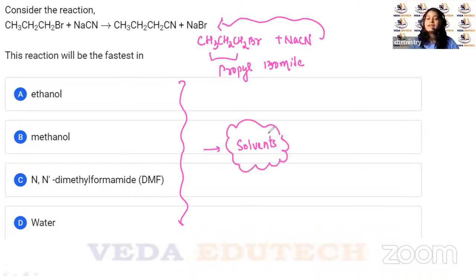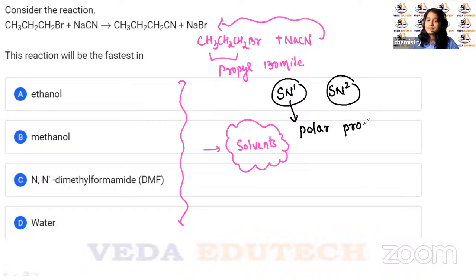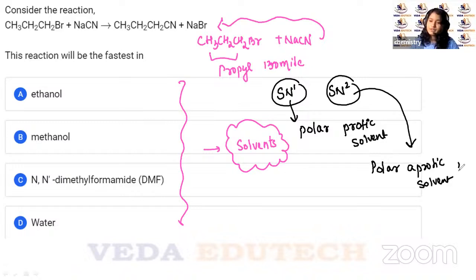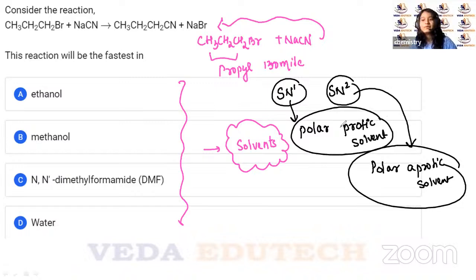Now, in order to know in which solvent the reaction is going to be fastest, we have to concentrate on what kind of reaction this is, whether it is an SN1 reaction or an SN2 reaction, right? If it is an SN1 reaction, the reaction will be fastest in a polar protic solvent. If it follows an SN2 reaction, then it is going to be a polar aprotic solvent. Yes, children, polar protic solvent and polar aprotic solvent, right?